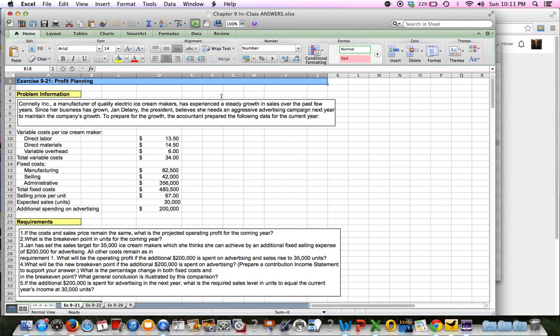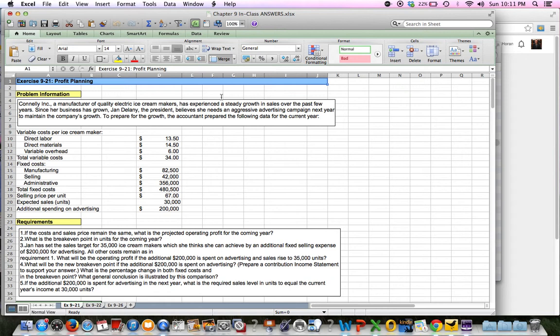And with this one, we've got Connelly Manufacturing. They make ice cream makers, and they've got some steady growth. And since her business has grown, Jan Delaney, the president, believes she needs an aggressive advertising campaign to maintain growth.